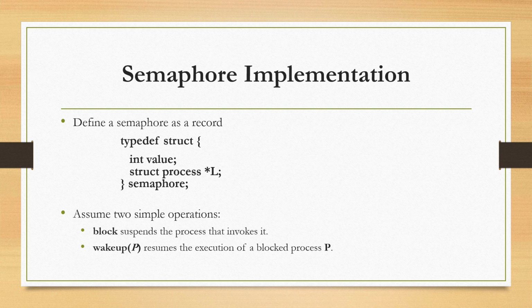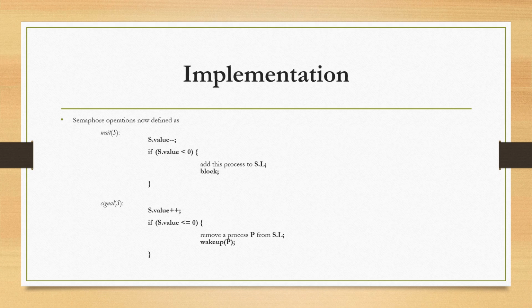In concurrent programming, a semaphore is a synchronization mechanism that manages access to shared resources by multiple processes. It maintains an integer value that represents the number of available resources, and a queue, L, that holds blocked processes waiting for access when resources are unavailable.